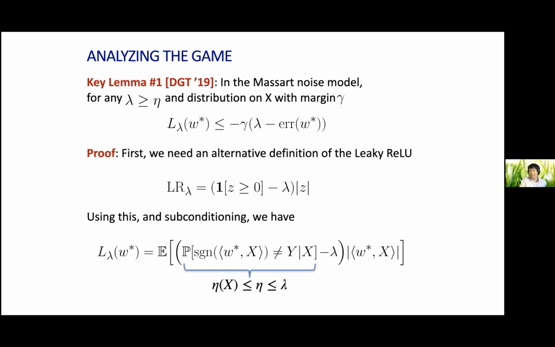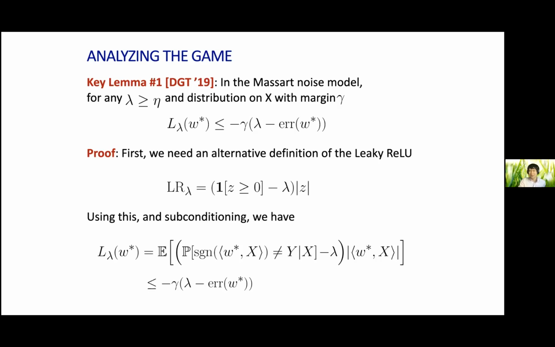Now, what's the key here to get that this is negative? By the definition of the Massart noise model, the probability at any x point that the sign of W star dot x is not equal to y is upper bounded by eta. Lambda here is just a parameter which is slightly bigger than eta, so it's also upper bounded by lambda. And so this parenthesized term, the probability minus lambda, is always negative. Based on that, the overall Leaky-Rayleigh loss is going to be negative.